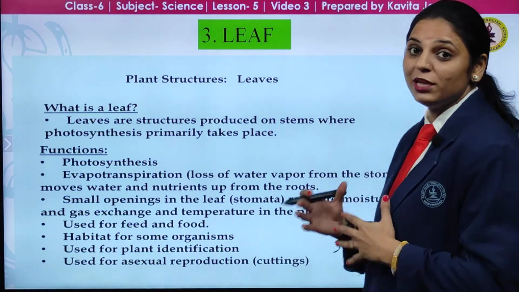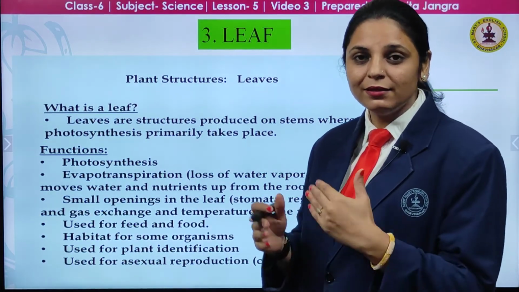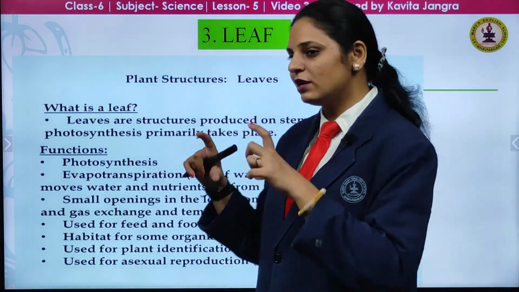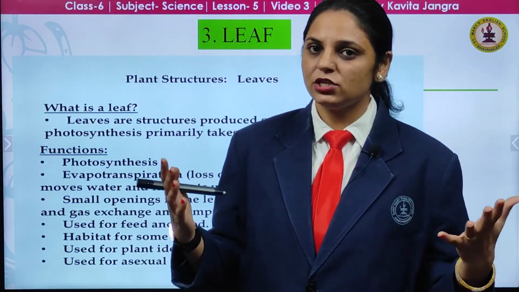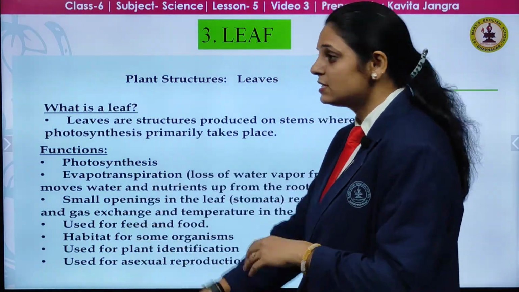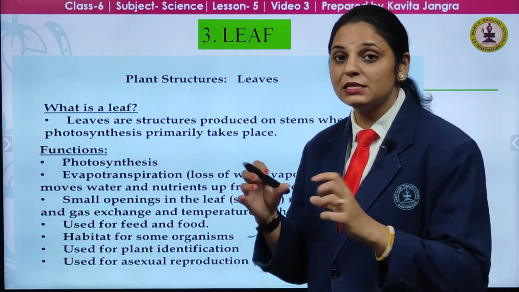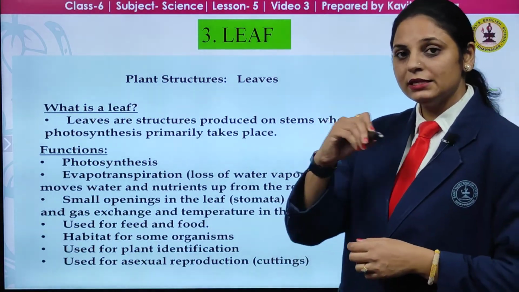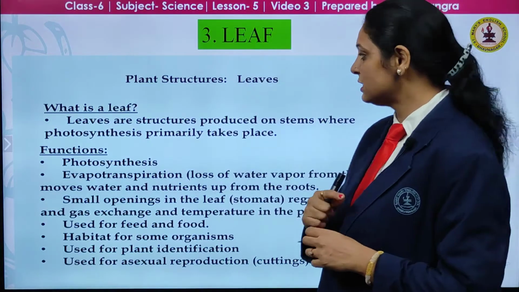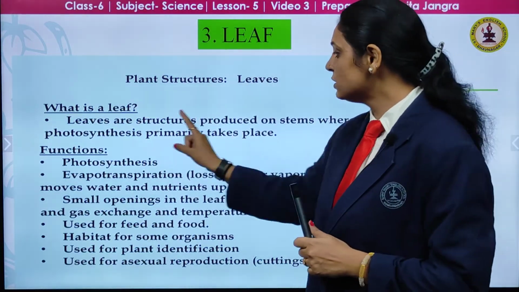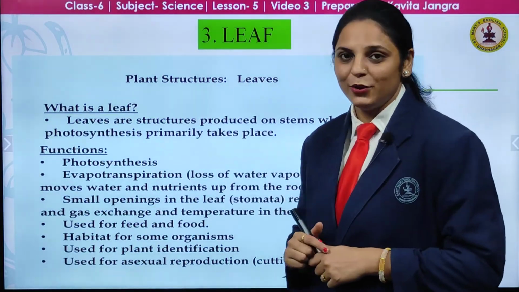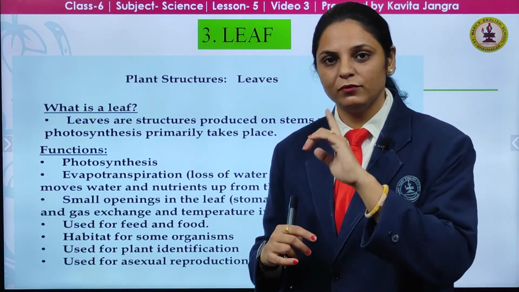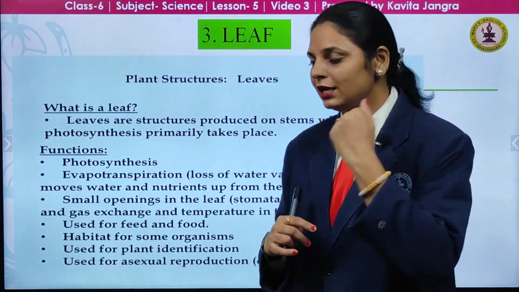Leaves, what do you mean by leaf? You must understand the term. What do you mean by leaf? Leaves are structures produced on the stem, and photosynthesis primarily takes place in them. Okay, what happens over here? Photosynthesis primarily takes place in the leaves.